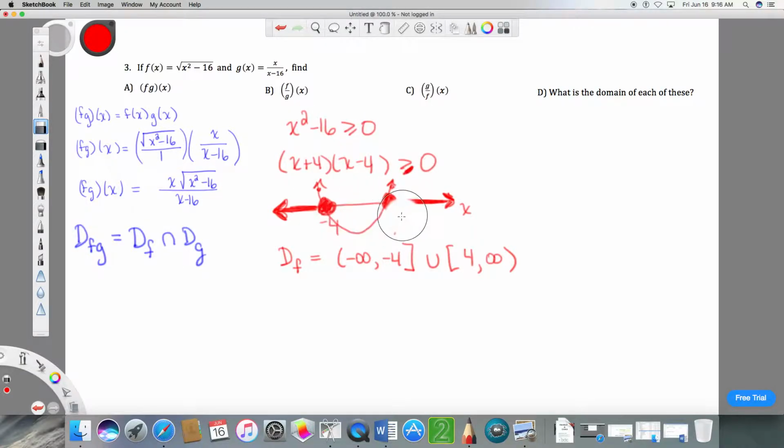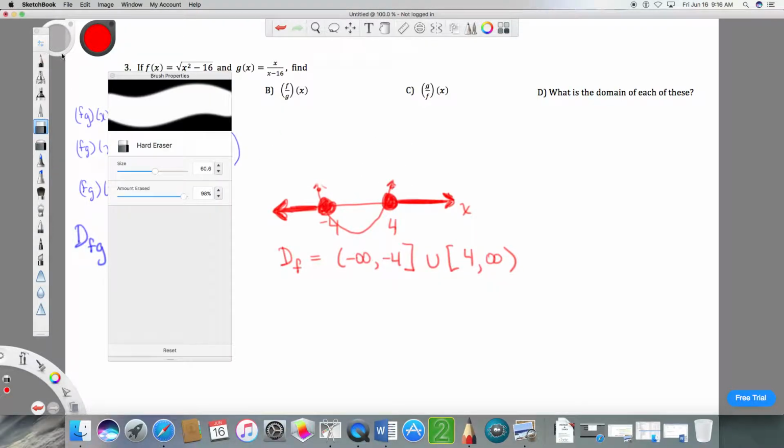Now that's just the domain of f. Let's keep my picture. I don't necessarily need the parabola in there confusing things, so let's see if I can erase that part of it. That was just to help me determine where to shade in here.